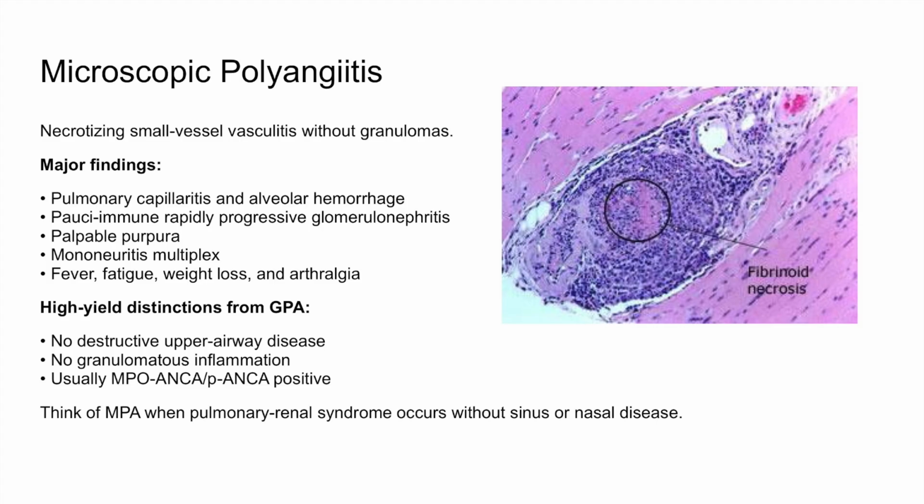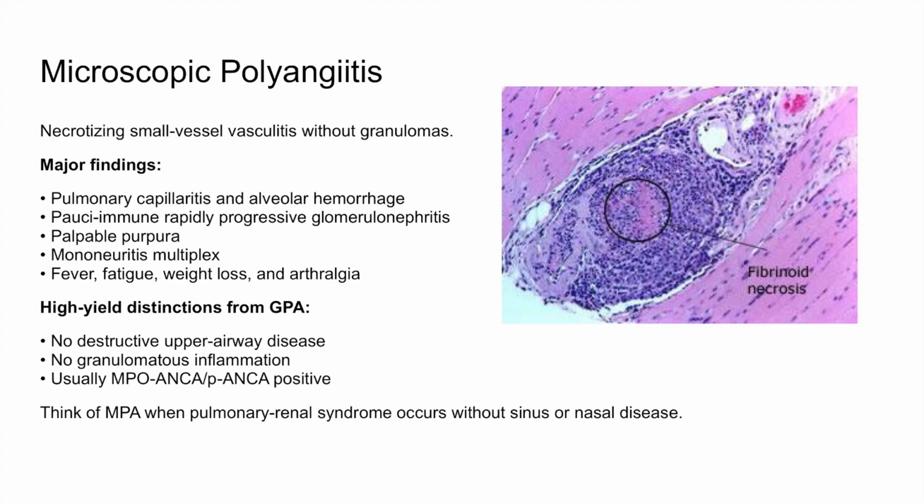The most useful distinction from GPA is the absence of destructive sinus or nasal disease and the absence of granulomas. MPA is commonly associated with MPO ANCA, which usually gives a perinuclear or P-ANCA pattern. Therefore, when a patient has lung hemorrhage and glomerulonephritis, but no prominent upper airway destruction, microscopic polyangiitis is the more likely diagnosis.